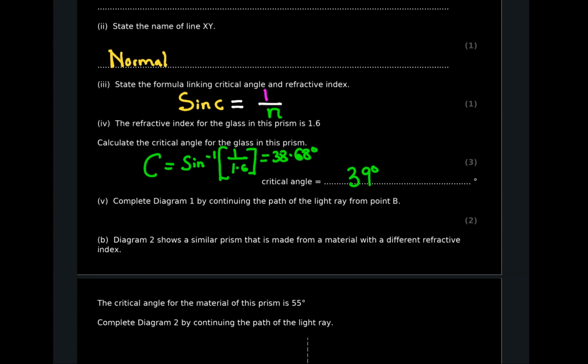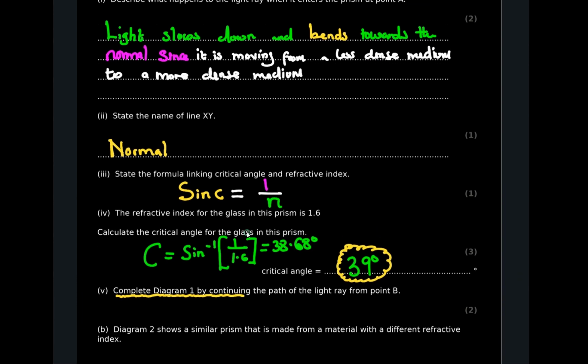Complete diagram 1 by continuing the path of light travel from point B. Now let's look at point B, but have it in mind that the critical angle is 39 degrees. You need to have that in mind. If the angle of incidence is more than 39, then total internal reflection will take place. But if it's not, refraction will occur. Let's go back to B. 39 degrees, this is our critical angle. So let's go back to the diagram.